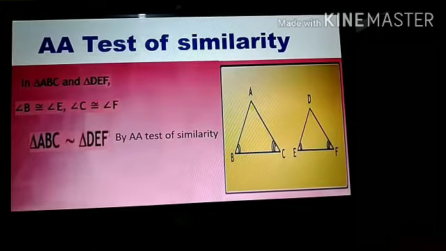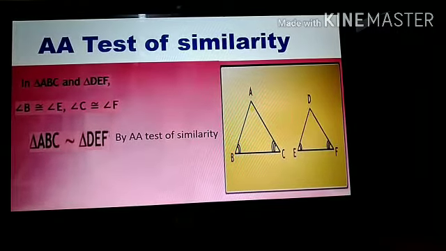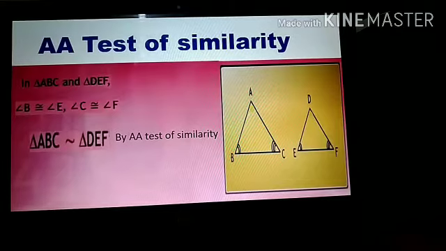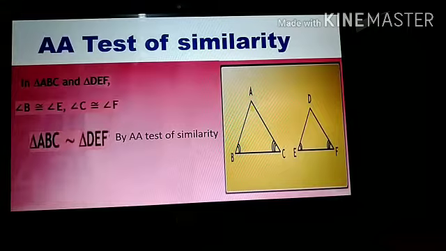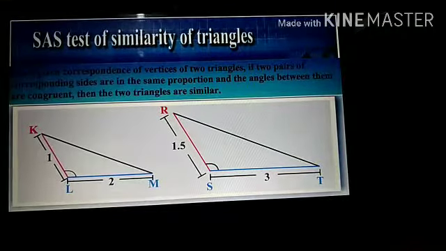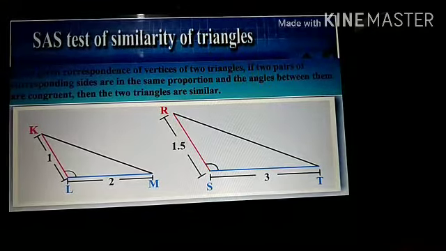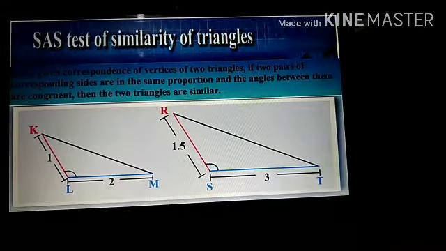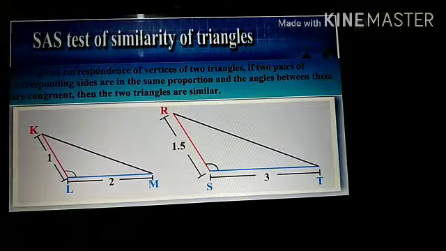So, for a given triangle, it is sufficient that out of the three angles, even if two angles are congruent, then we can say that the two triangles are similar by AA test of similarity. The third test we saw was the SAS test of similarity of triangles. For a given correspondence of vertices of two triangles, if two pairs of corresponding sides are in the same proportion and the angles between them are congruent, then the two triangles are similar.